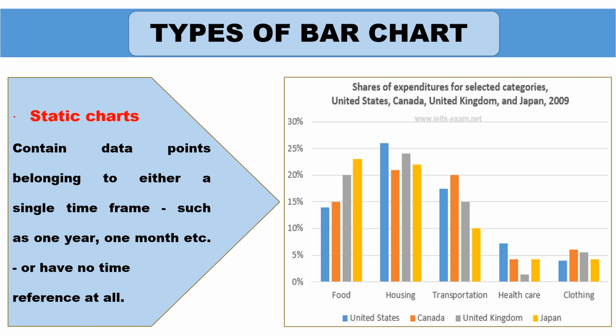Now pause the video and read the question. It says shares of expenditure for selected categories: United States, Canada, United Kingdom and Japan, 2009. So it is for one time period, so it's a static chart. The vocabulary you use to describe this chart is completely different from the one you use to describe the dynamic. So let's look at it one by one.